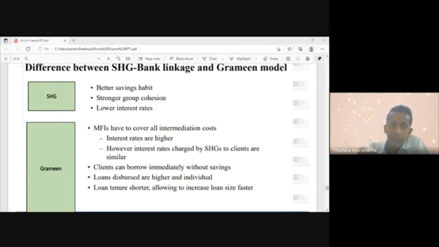When it comes to the Grameen model, you are able to borrow individually. So in that sense, savings is not mandatory. Good to have, but not mandatory. Loans are disbursed at a higher ticket size, and to individuals. Tenor is shorter, allowing increased loan size faster. So then it depends on the individual capacity to repay.